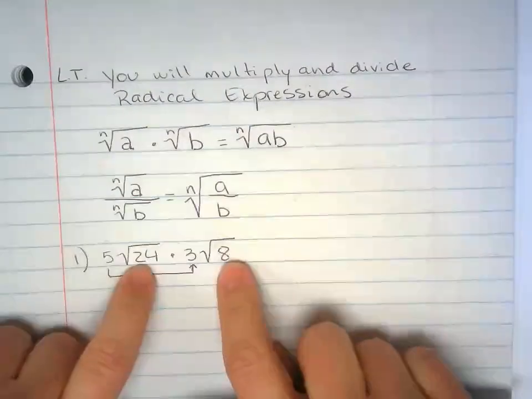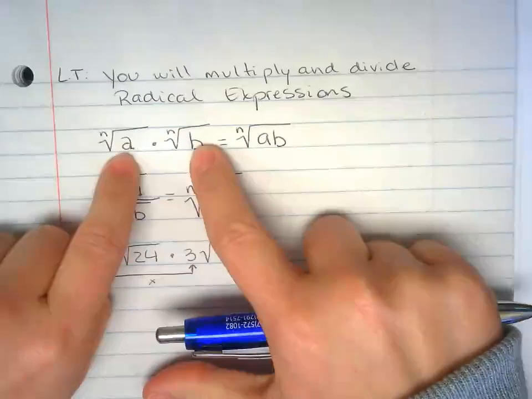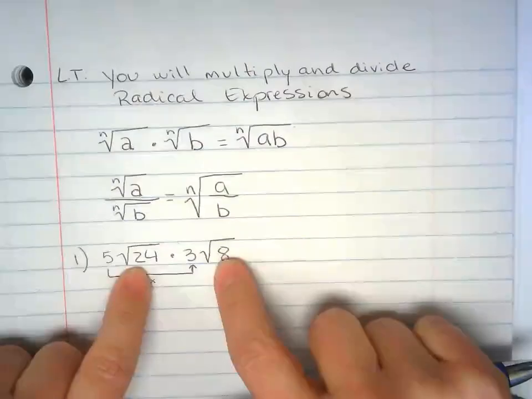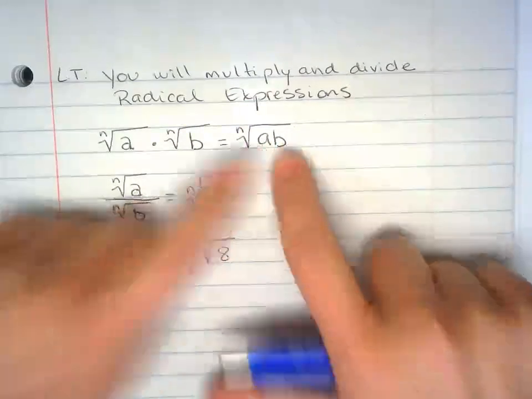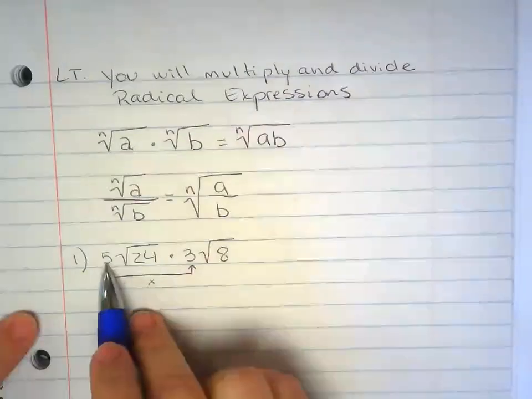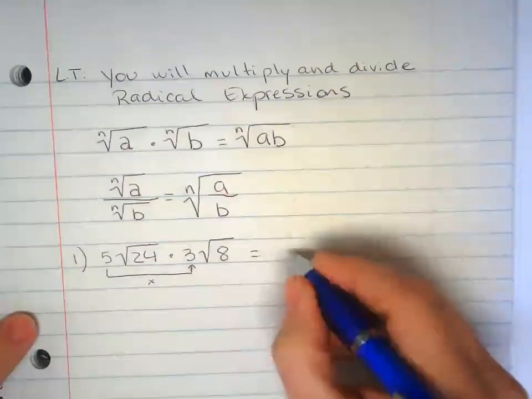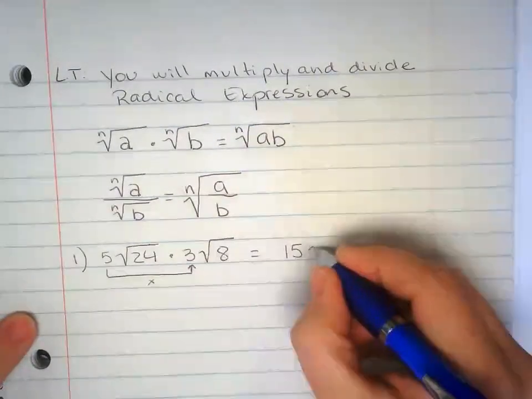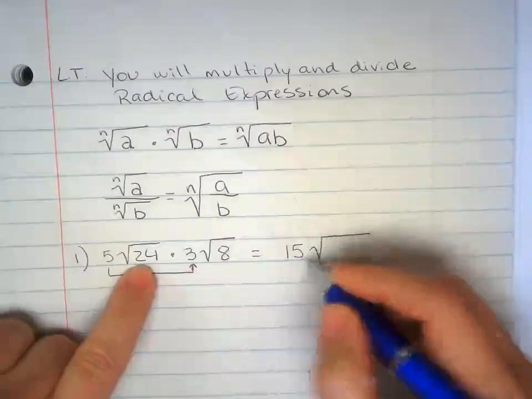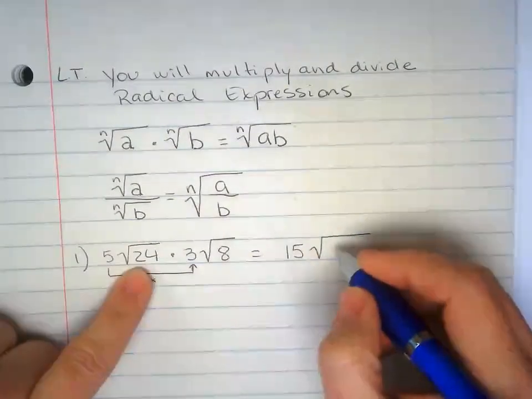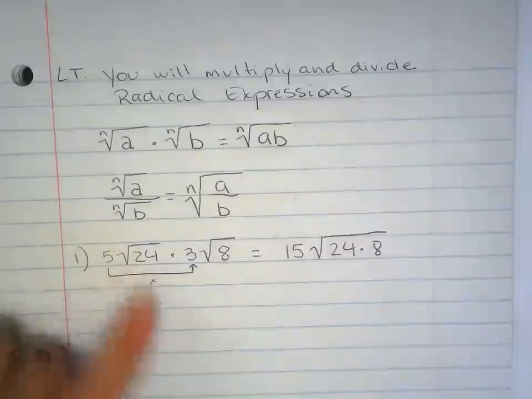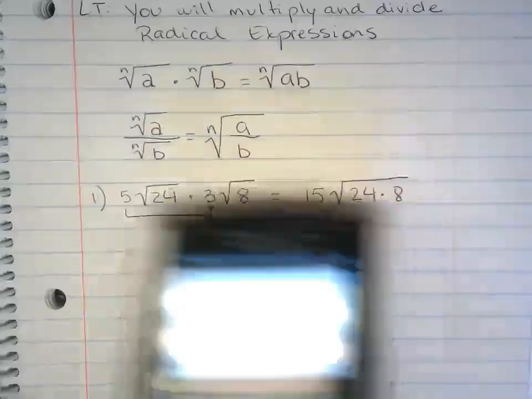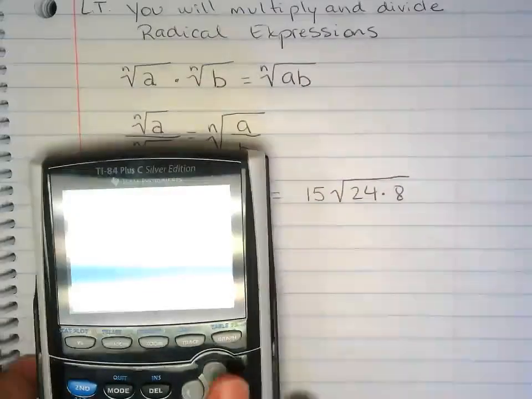This is just like our example right here. So we have two square roots, two different numbers. That means I can just flat out multiply those two numbers. So 5 times 3, 15, square root of 25 times 24. Handy dandy calculator. 24 times 8, 192.